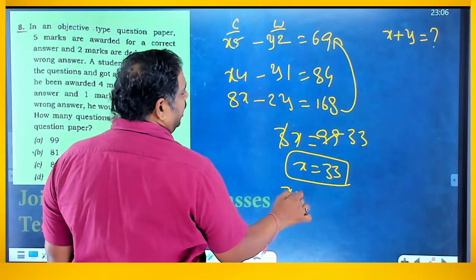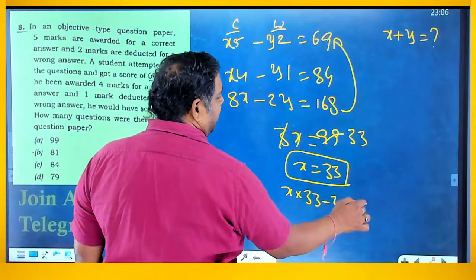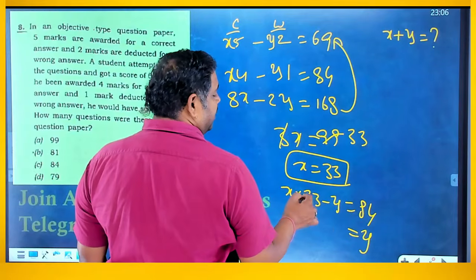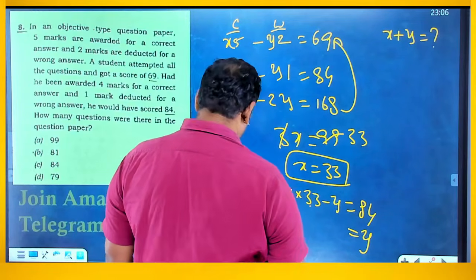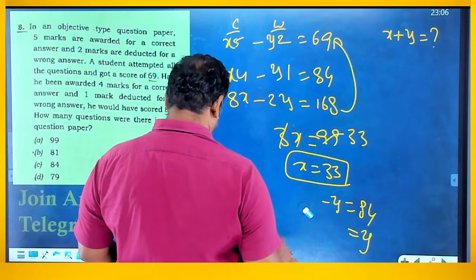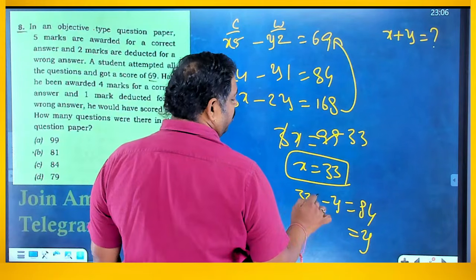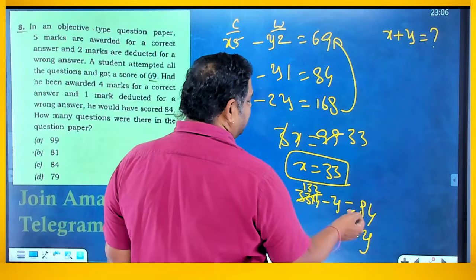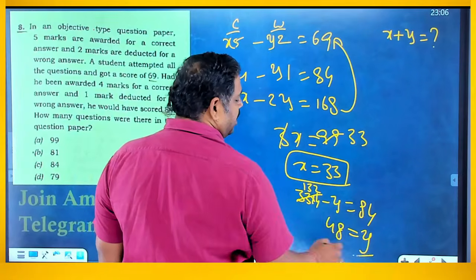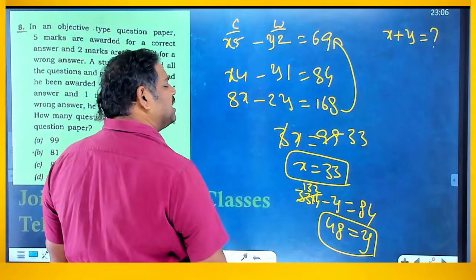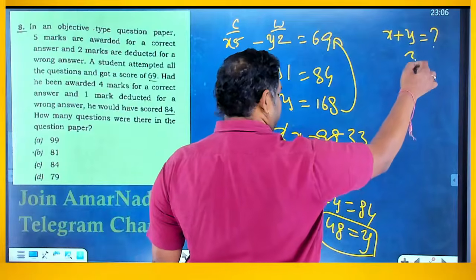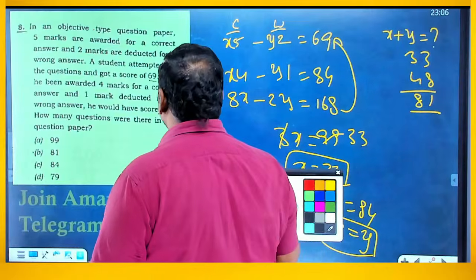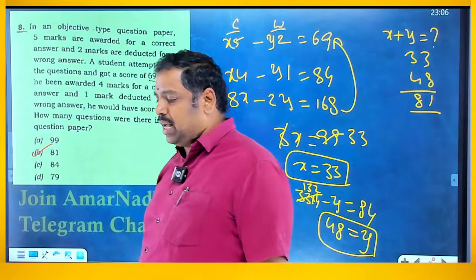X value 33, substitute in any one. 4X minus Y is equal to 84, right? Move the Y this side and the 84 that side. You have to write X into 4, and X means 33, so 33 into 4 is 132. Move the 84 this side. It will be 48. Y is 48. X is 33, Y is 48. X plus Y, 33 and 48 together, is equal to 81. How many questions are there in the examination? 81 questions. Option B is the answer.